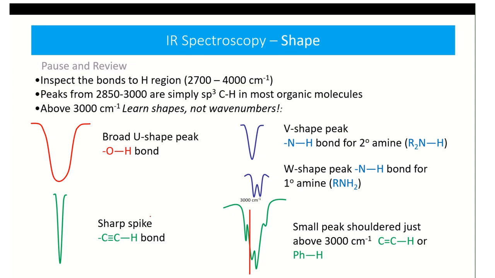And look at the vinylic CH and the aromatic CH. You can see that once we go beyond 3000, you can see that splinter. It's due to this bonding here.